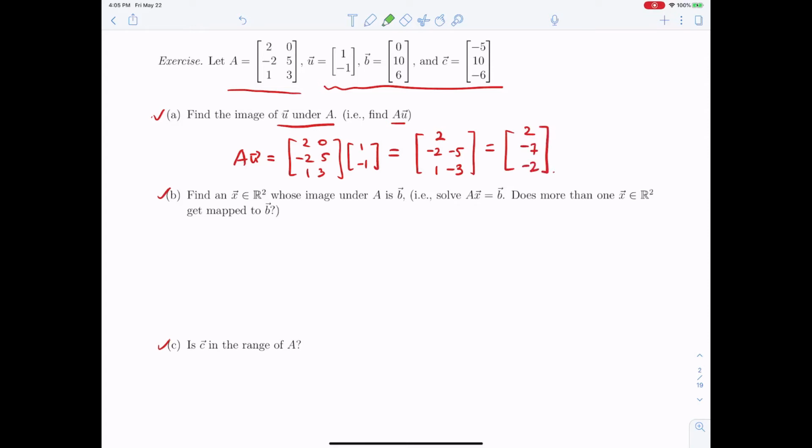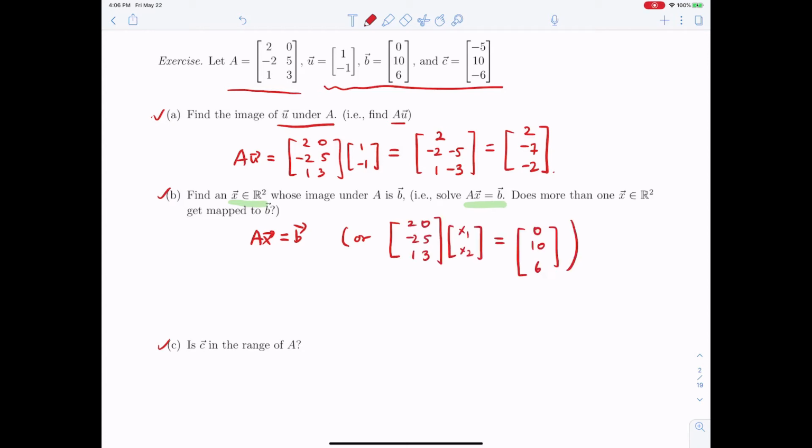Okay, so for part B, we have to find x inside the domain such that if you multiply A by x, you get the vector b. So what I mean is we want to solve for x such that x satisfies this equation. If you plug in A, x, and b into this matrix equation, this is equivalent to solving this equation.